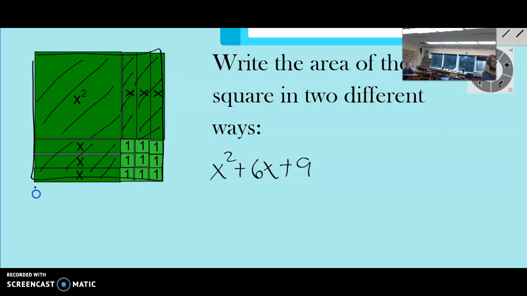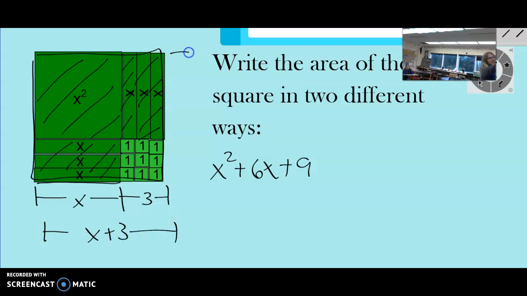Another way to represent the area is, what is this distance here? From here to here is how long? x, and then from here to here is 3 units. So that total distance on that side is x plus 3. You add those lengths together. And it's the same over here. This is x and this is 3. So this total length is x plus 3, or total height.